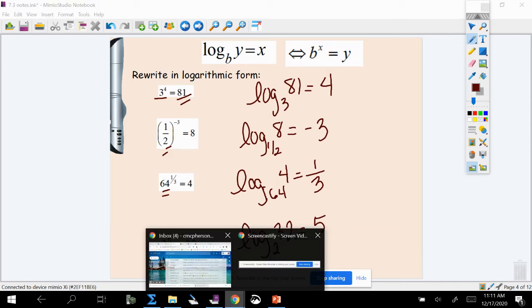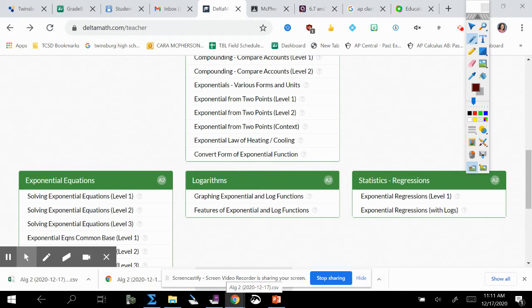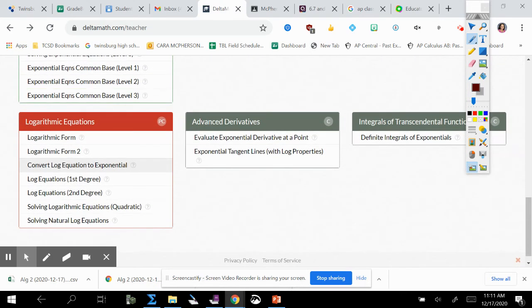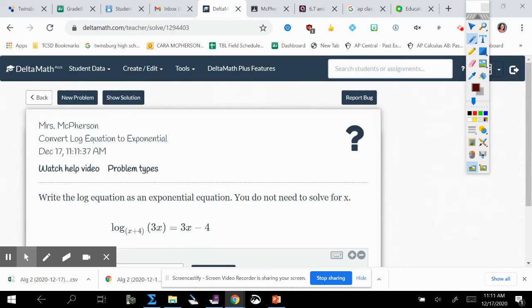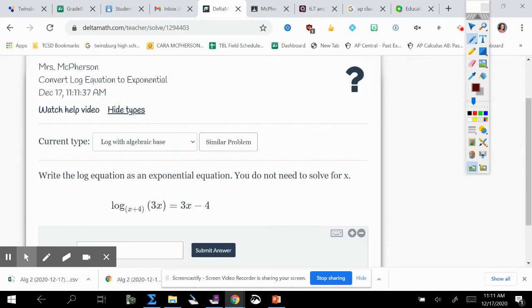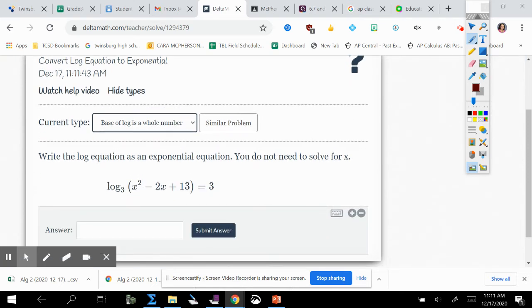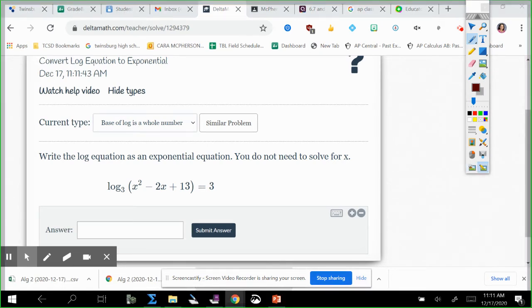So on Delta Math, you are going to have to convert log equations to exponential equations. And I'm going to start with pretty simple ones. I'm going to start with ones that have a whole number base. So something like this. They're going to look really messy, but they're actually pretty easy to type in and write in. So we're going to follow that same pattern. We're going to say base 3 to the 3rd power equals that whole big thing in parentheses.